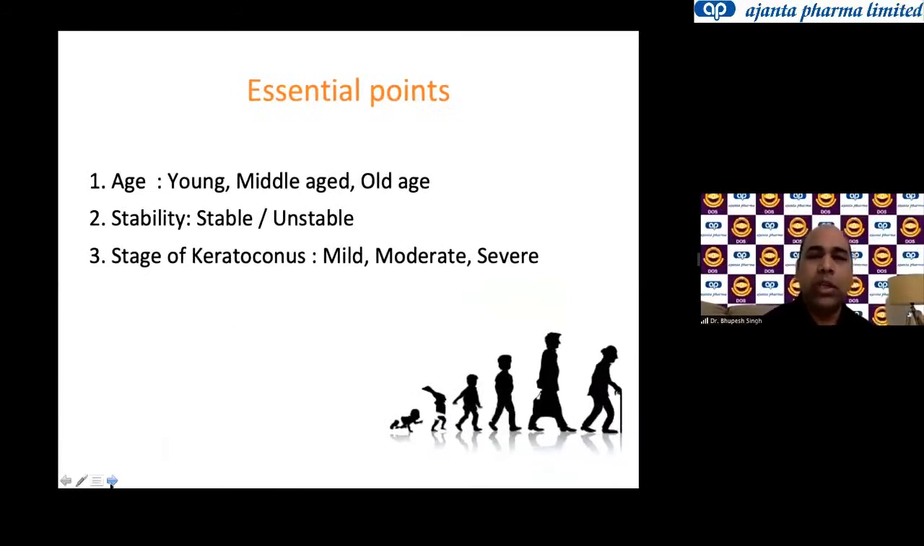So these are the essential points that we should always consider before going for the surgery of these patients. The age, whether you're going to operate on a young, middle-aged, or old patient for cataract surgery; whether the keratoconus is stable or unstable at the time of surgery; and what is the stage of keratoconus, whether it's mild, moderate, or severe. And we have to decide according to these points.